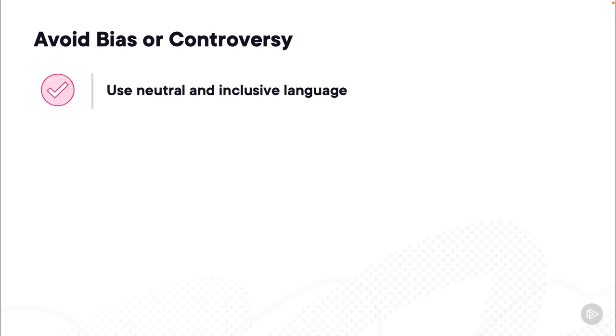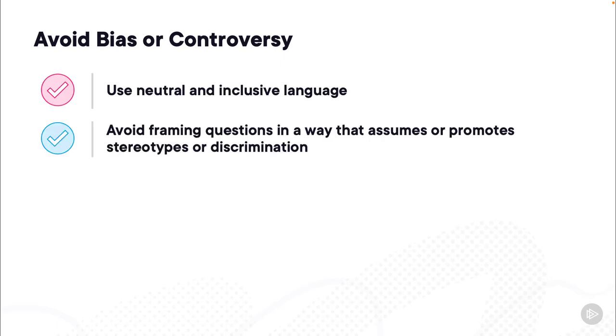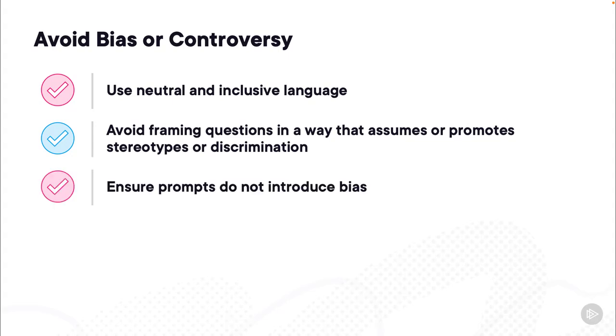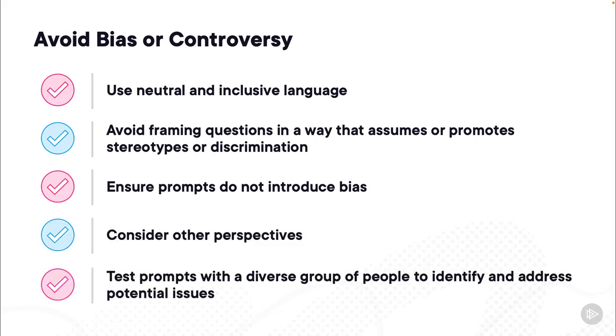To create a prompt that avoids bias or controversy, you can use neutral and inclusive language and avoid framing questions in a way that assumes or promotes stereotypes or discrimination. Also, please ensure that your prompt does not introduce bias and consider other perspectives. Empathy goes a long way. You can also test prompts with a diverse group of people to identify and address any potential issues.